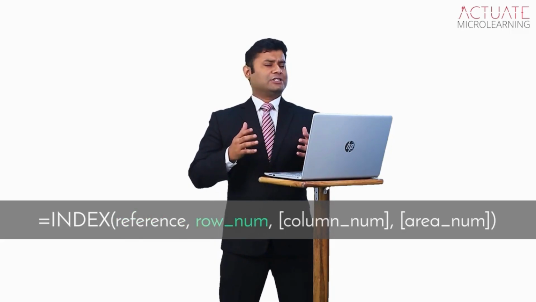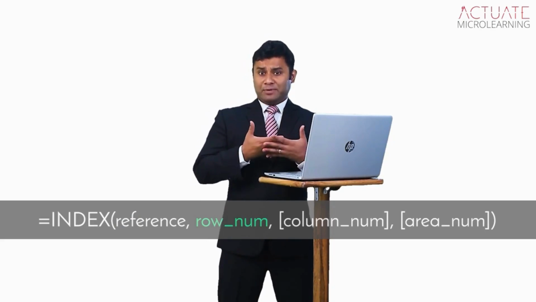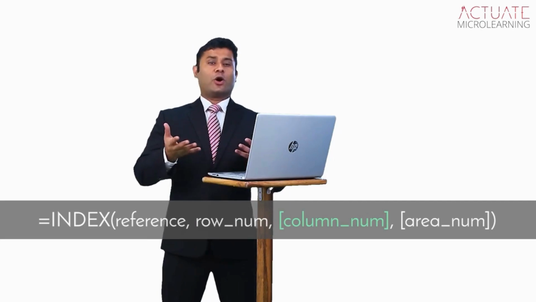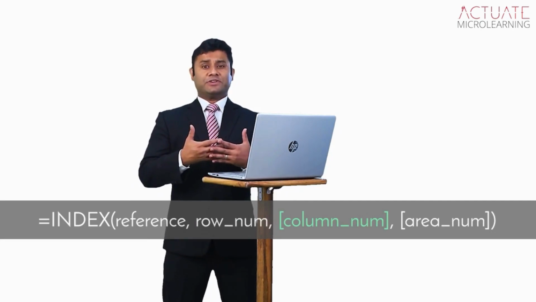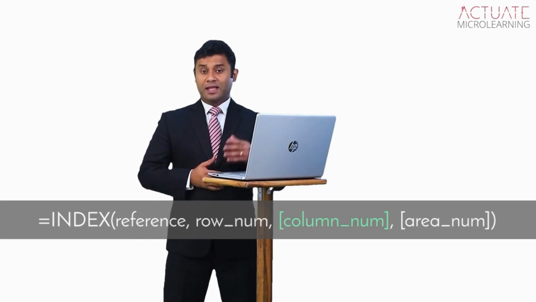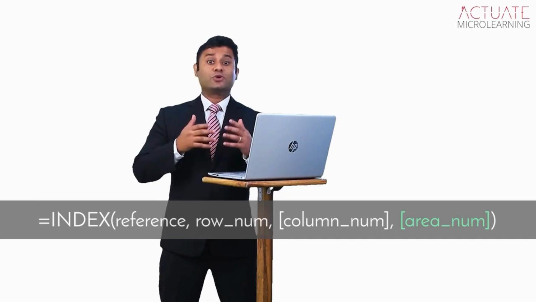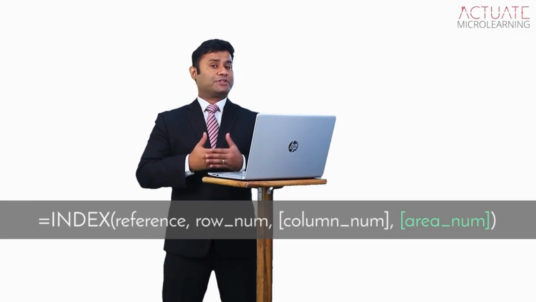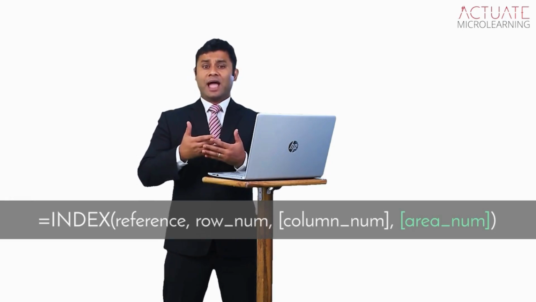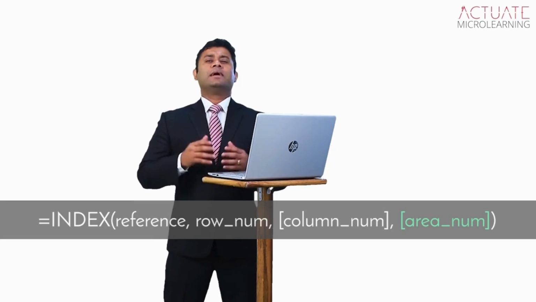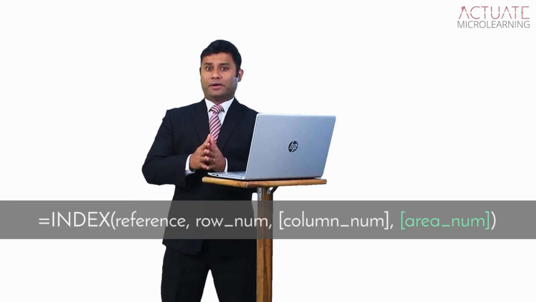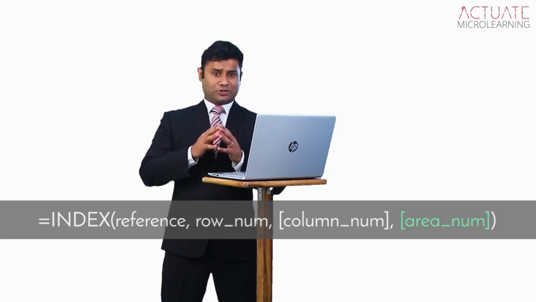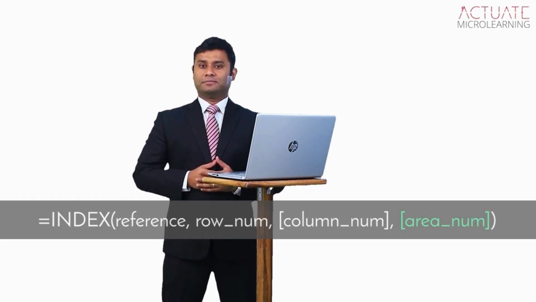Row_num is an optional parameter and is the row in the table array where we need to find the value. Col_num is also an optional parameter and is the column in the table array where we need to find the value. Area_num is also optional and selects the range in the reference area. This range will help us return the intersection of row_num and column_num. The area that is selected is numbered 1 and anything after that is numbered in ascending order. If this value has not been set, it will default to 1.